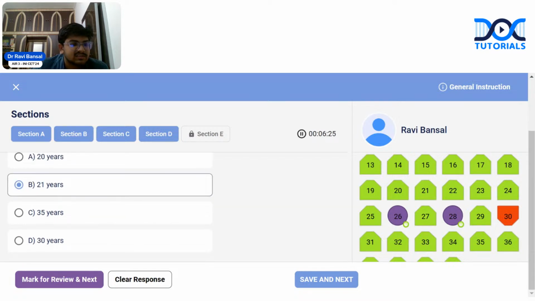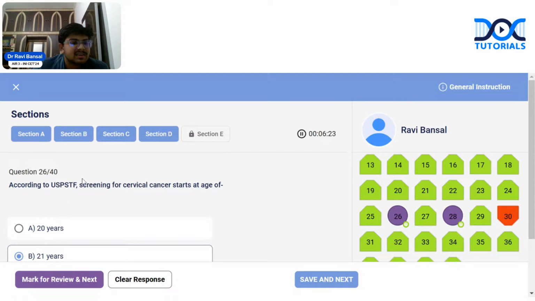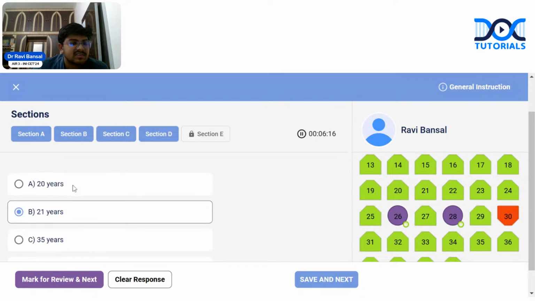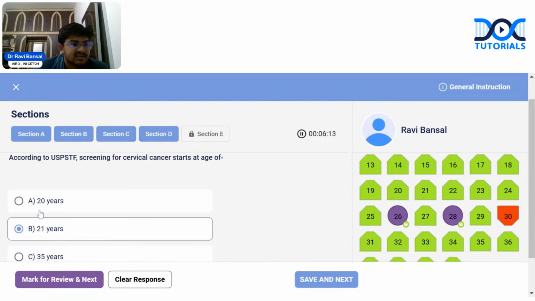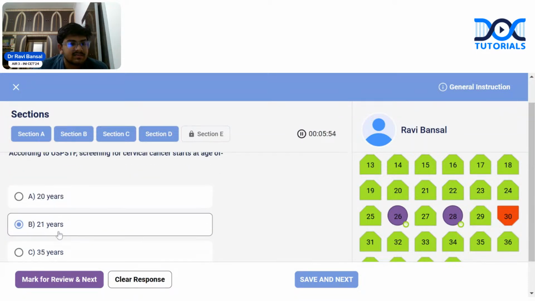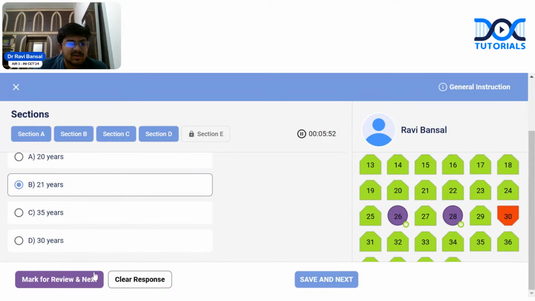Sometimes different societies have given different ages for screening of different diseases. So I'm just confused. 35 and 30 cannot be the answer. In the back of my mind I think this different society is something different. I haven't studied, but I will go with 21. In the US they recommend that by 21 you start your cervical cancer screening. So 21 is looking nice.